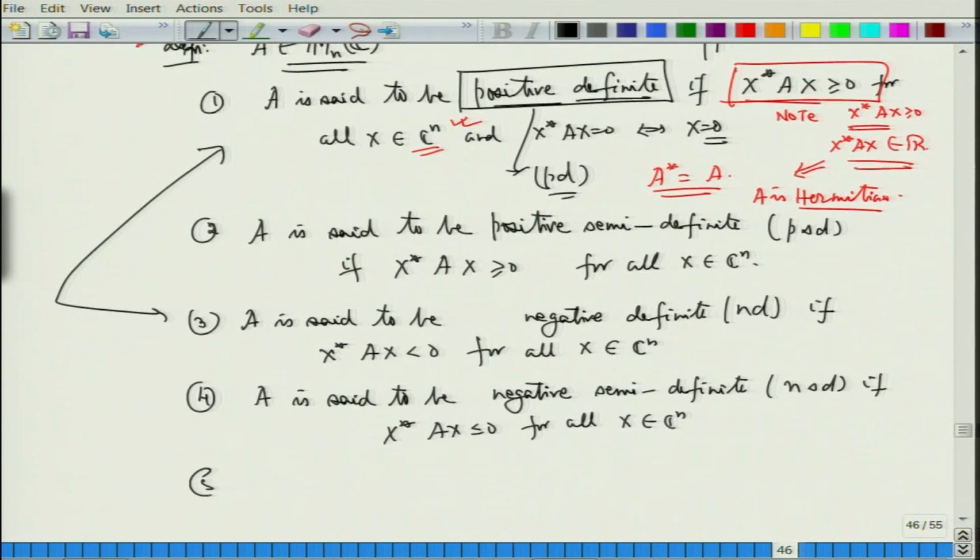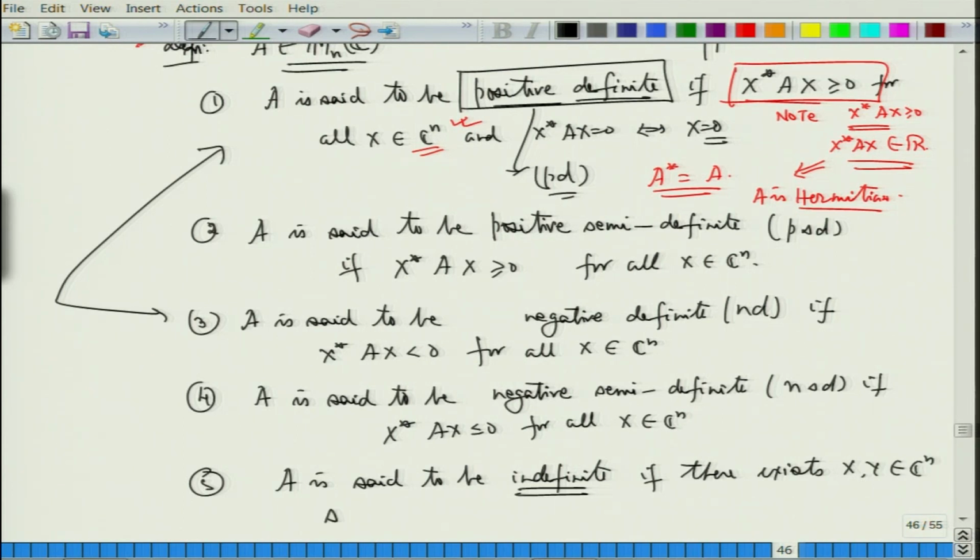And the last one, fifth, A is said to be indefinite if it is neither of these. All right. So if there exist x and y belonging to Cn such that x star Ax is less than 0, and for y it is positive. So there are some places where it is negative and there are some places where it is positive. Both the things happen, negative as well as positive.